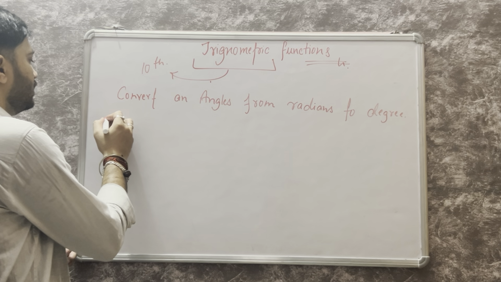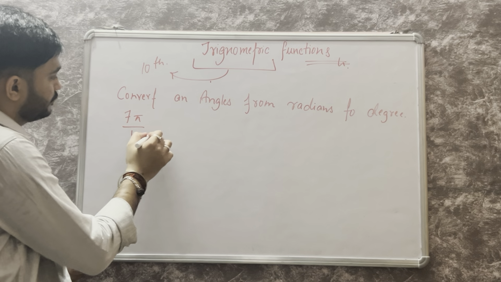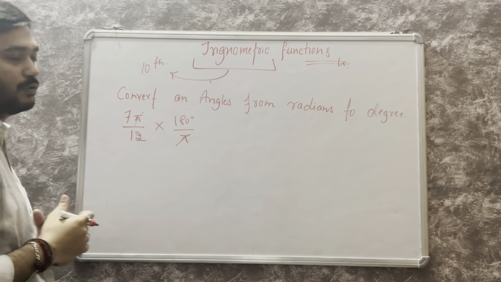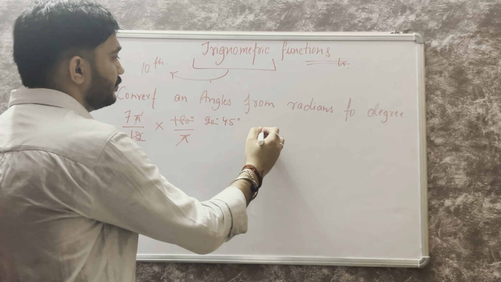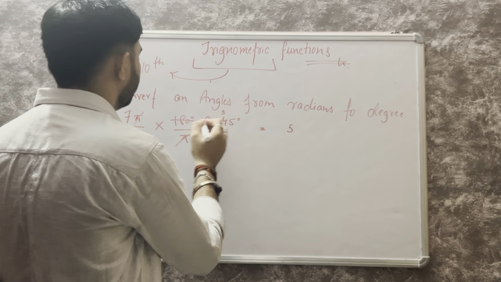Let us solve another example, 7 pi by 12. Multiply this number by 180 degrees divided by pi. Pi and pi are going to be cut down. 12 into 15 is 180, so we get 7 into 45 degrees. 7 into 45 is 315 degrees divided by 3. So the answer will come in points.